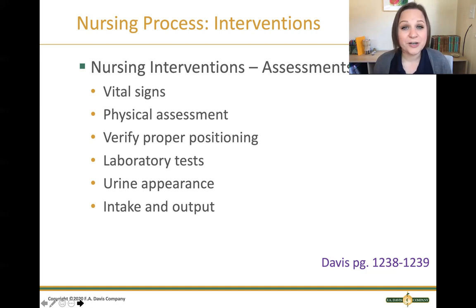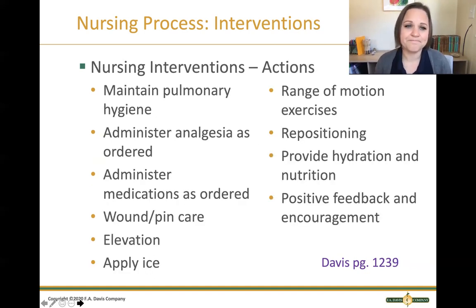We want to look at their urine appearance. Remember, if someone's having rhabdomyolysis, where there's muscle breakdown from crush injury, where those big muscle proteins, the myoglobin, are floating through the bloodstream, the patient's going to have dark Coca-Cola colored urine. And then, of course, we're going to monitor the patient's input and output.